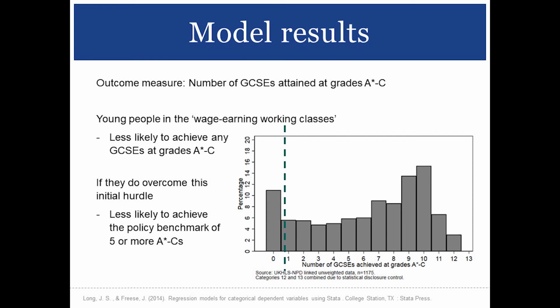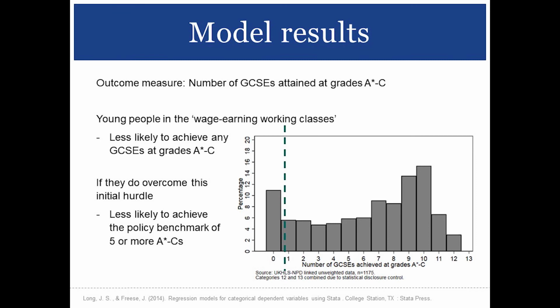So before I go ahead and show you the model results from this, I just want to explain a little bit about what the model is doing. So the model works in 2 stages. The first stage looks at this division that I've highlighted here. So it's between those who have no GCSEs at grades A star to C and those who have some GCSEs at grades A star to C.